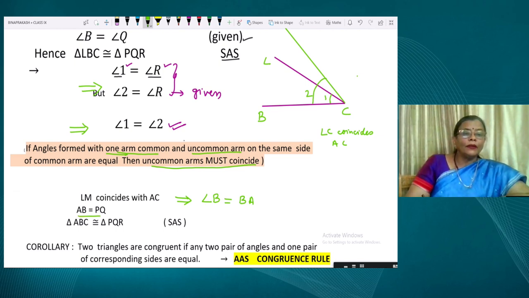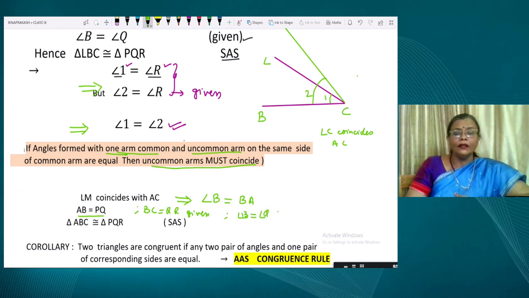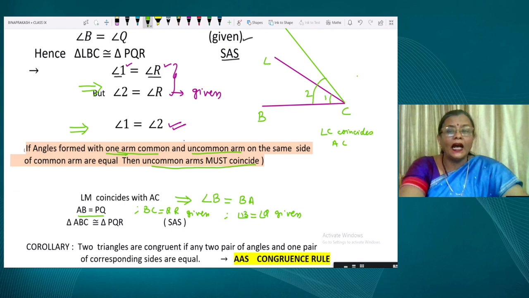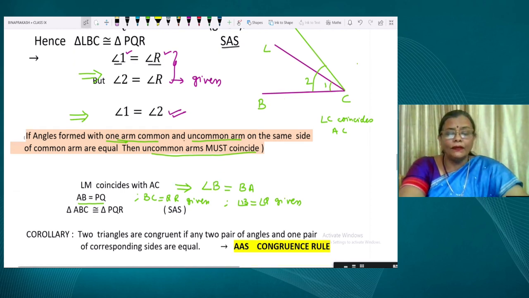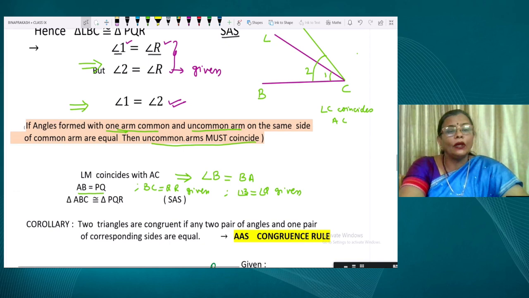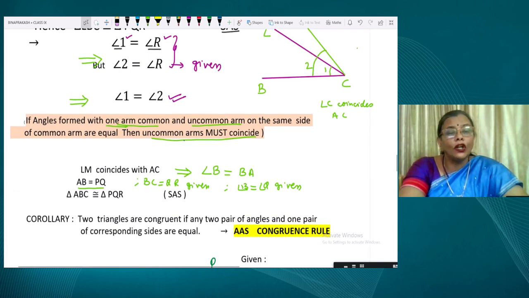Hence, what we get from here is that AB and PQ are the same. Again, in the same way, we have two adjacent sides, AB and PQ, that are the same. And BC is already equal to QR, given, and the angle between them, that is angle B and angle Q, is equal, given. So don't we have the congruence through SAS? What it says is, if two triangles have two sides equal and an angle included between them equal, the triangles are congruent.